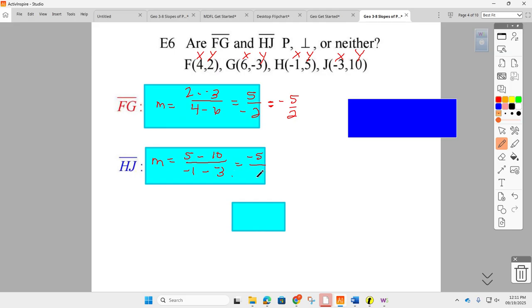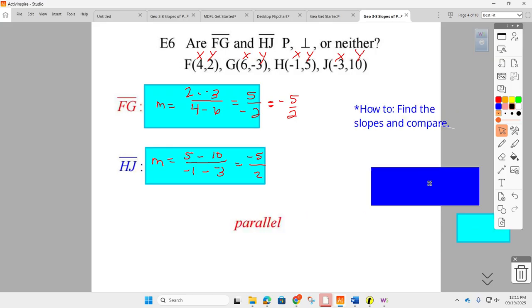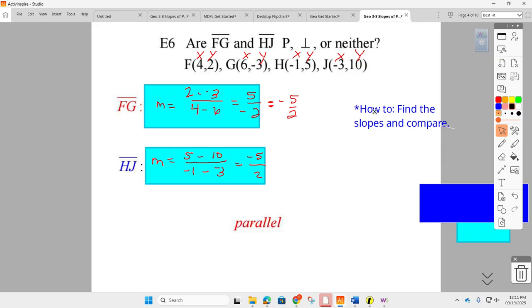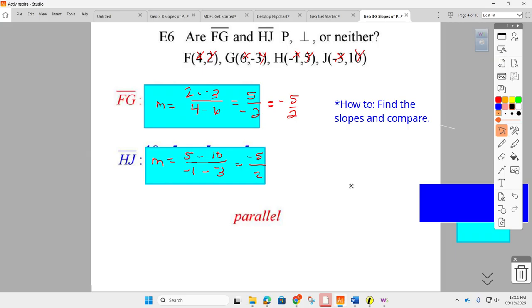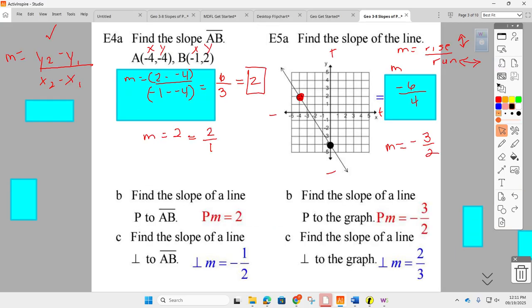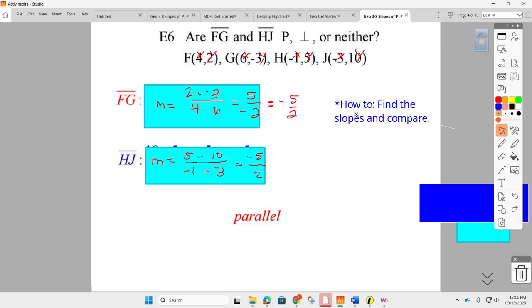And you can put that in your calculator, it will do it for you. So are they the same? Are they opposite reciprocals? Or are they neither of those? Are they the same? So are they parallel, perpendicular, or neither? Parallel. And you do this problem by finding the slopes and comparing. You don't have to write that part if you don't want to. I don't think I covered that for everybody today, but that's how we did it. Okay? Any questions on that?